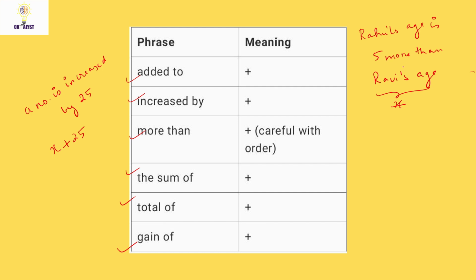Now it is told that Rahul's age is 5 more than Ravi's age. More than. So first write x, and then x plus 5. If you write 5 plus x also, it is correct. But generally this is what we mean: 5 more than Ravi's age, x plus 5. The sum of, the total of, the gain of, this is how you will convert it into an algebraic expression.